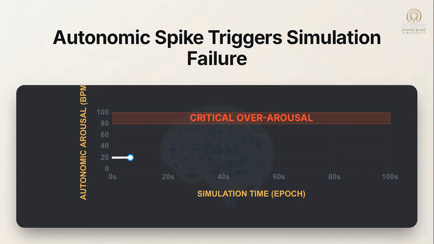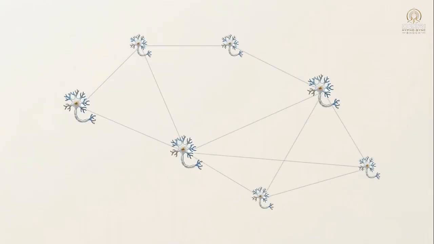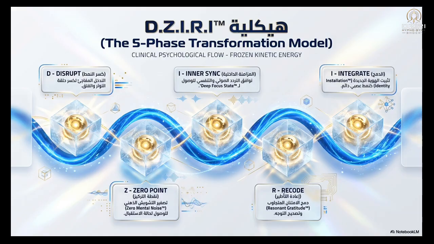Sudden spikes in anxiety or emotional overarousal trigger this circuit breaker, leading to a premature awakening and the end of the simulation. Patients practice recognizing these autonomic spikes and stabilizing the dream, learning to maintain calm during arousal. Rehearsing these responses in the dream state builds neural pathways that lower autonomic reactivity during waking intimacy. The 5-phase DZIRI transformation model acts as the operational sequence that organizes these established therapies.